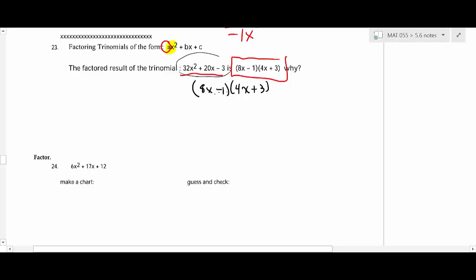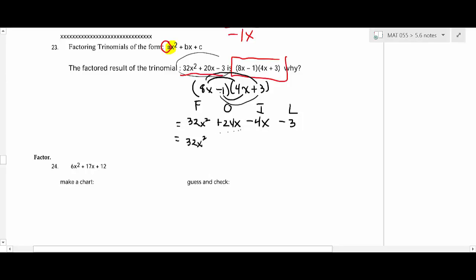Okay, so when we do the first term, we'd have 8 times 4x is 32x squared. Okay, when I do the outside term, I'm going to have 8x times 3 is plus 24x. Okay, when I do the inside term, I have negative 1 times 4 is negative 4x. Then when I do the last term, I've got negative 1 times 3 is negative 3. Is everybody good with their foiling? Okay, do you see any like terms?